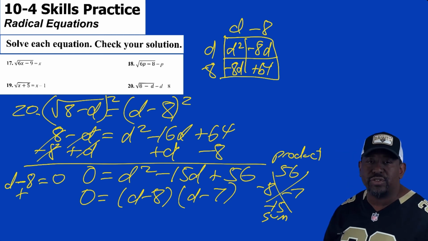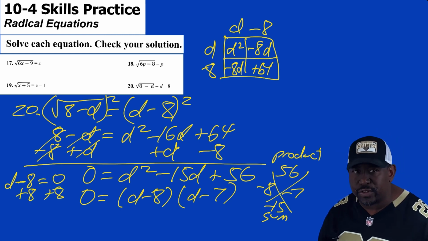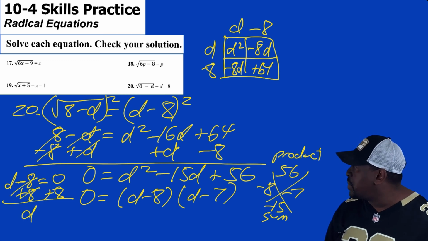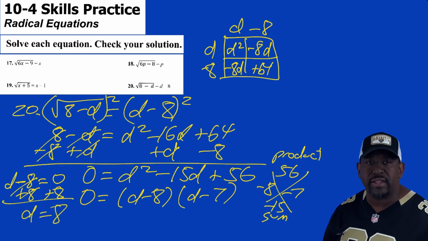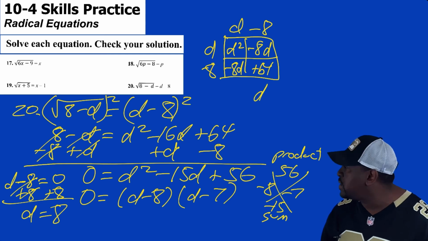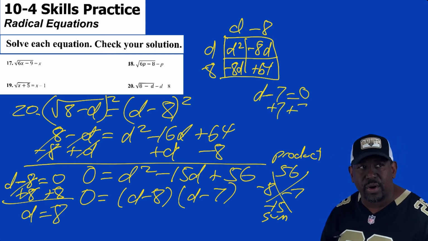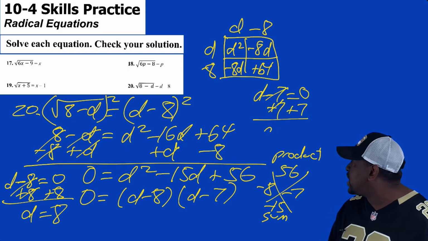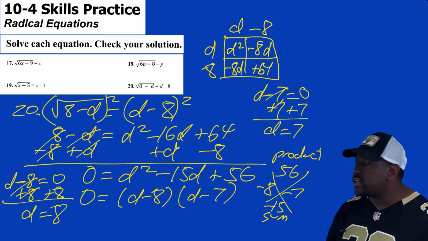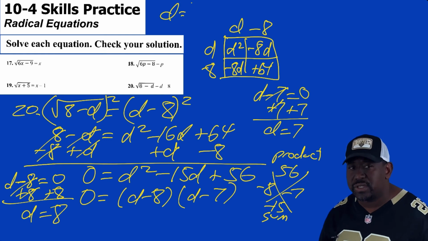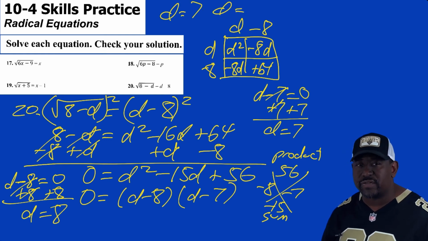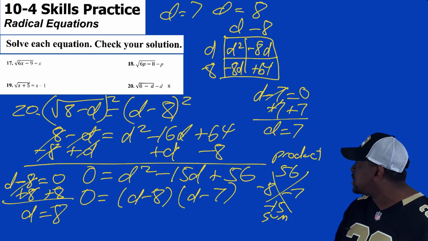Now you have to do the zero product properties to solve for your two values of d. So d minus 8 equals 0, add 8 to both sides, d is equal to 8. You have d minus 7 equals 0, you add 7 to both sides, and d is equal to 7. We have two answers there that we have to check. We have to plug them in and make sure they're valid solutions.